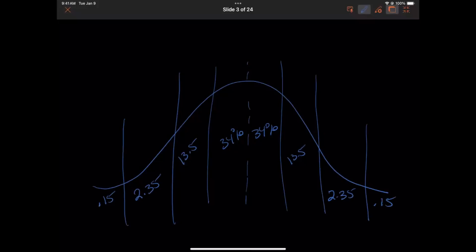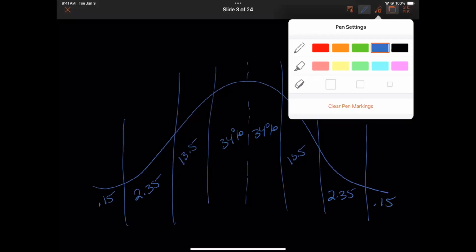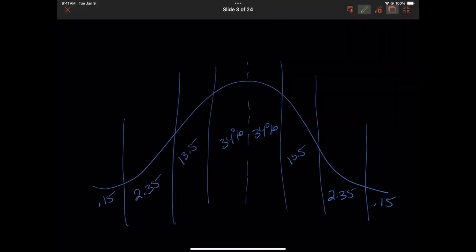So if you're looking at, for example, what percent of the people would be greater than 2 standard deviations? I want to know what percent are greater than this green line. I would have to add this one and this one together.